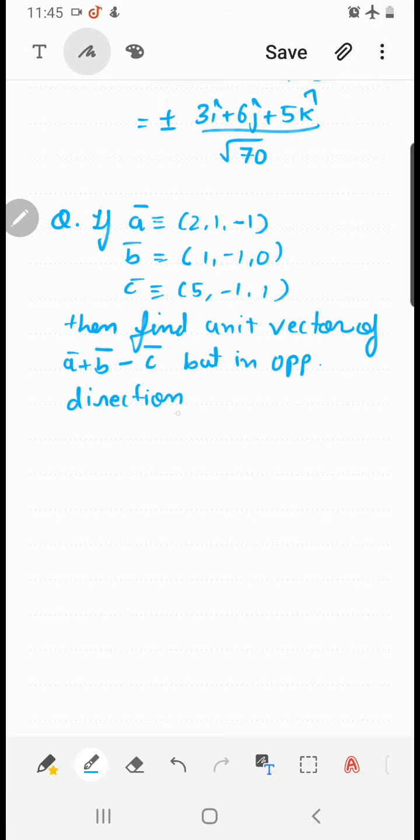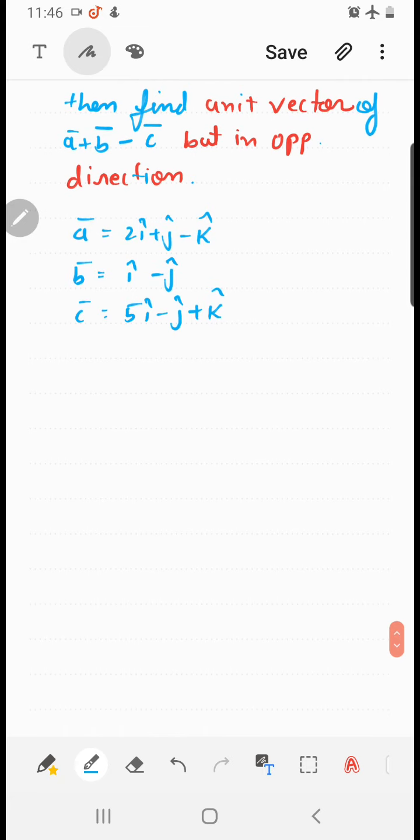Okay. So here the keyword, if you see, is find unit vector in the opposite direction. So that is it. It's a simple story. Here they have given us a bar, b bar, c bar. So I write a bar as 2i cap plus j cap minus k cap. b bar is equal to i cap minus j cap. c bar is equal to 5i cap minus j cap plus k cap.